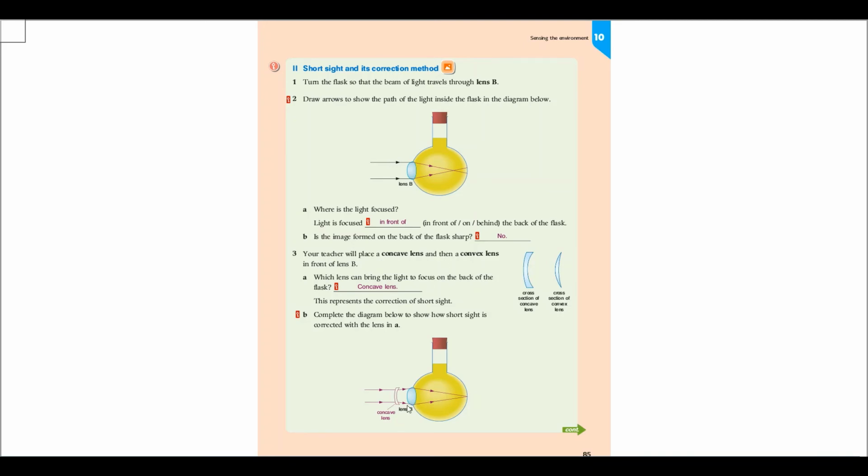That means a thicker lens like lens B. So make sure you understand this part first. If you don't understand, go back and watch the video again.